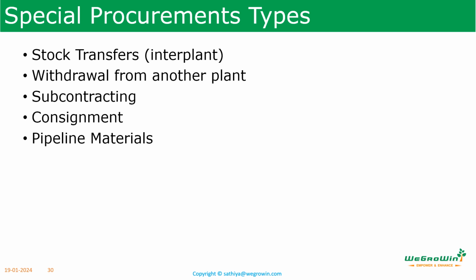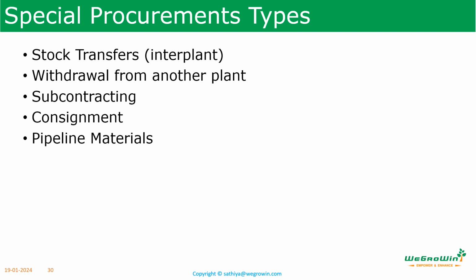You need to procure some components used in assembly from your company's other plant that is in a distant location. Then it is an interplant stock transfer. Also, you have a vendor who keeps the materials in your warehouse, but you only pay the vendor when your company consumes the materials. That is a consignment process.